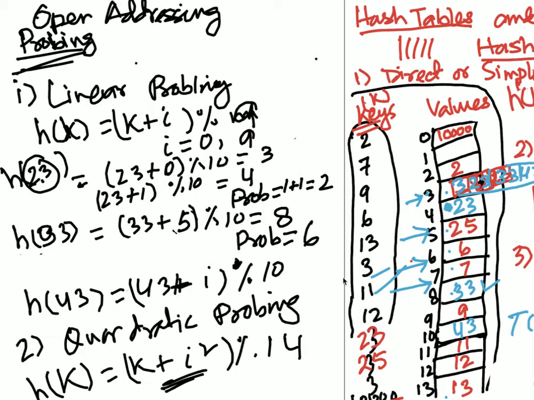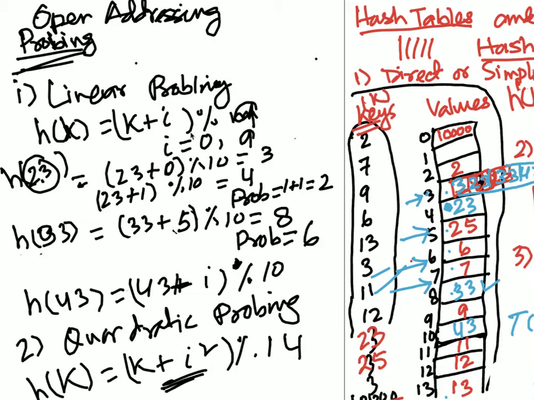In our previous lecture we discussed open addressing with linear probing and quadratic probing. At the end of the last lecture I noticed that I made a little mistake, so let me first correct this. These are the key values we are talking about: 2, 7, 9, 6, 13, 3, 11, 12, 23, 25, and so on.